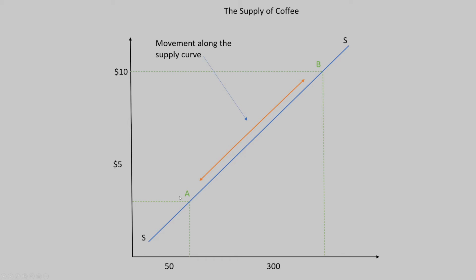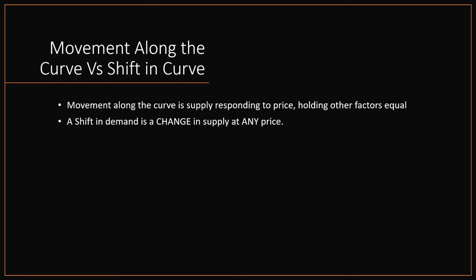Now, moving along the supply curve to point B, here at $10, it's a much higher price. We're willing to supply far more coffee. Look at how much more coffee we're willing to supply. Farmers are allocating more and more land to grow coffee, even if it's more costly for them, because the price they're getting is much higher. It should intrinsically be making sense to you now. Okay, and we move along from A to B or from B to A, anywhere along this curve, depending on what the price is. So a movement along the curve is supply responding to price, holding other factors equal.